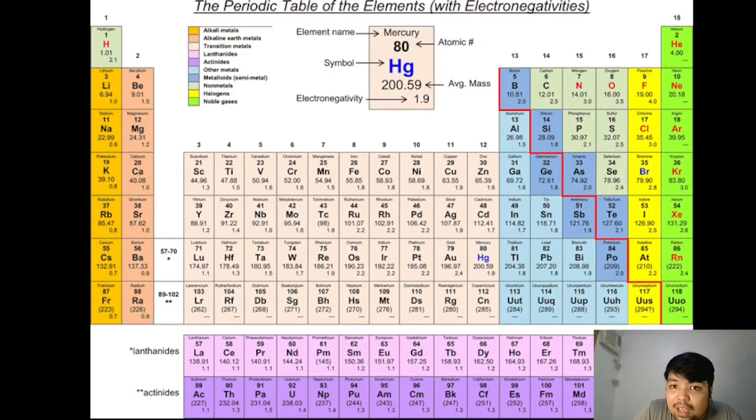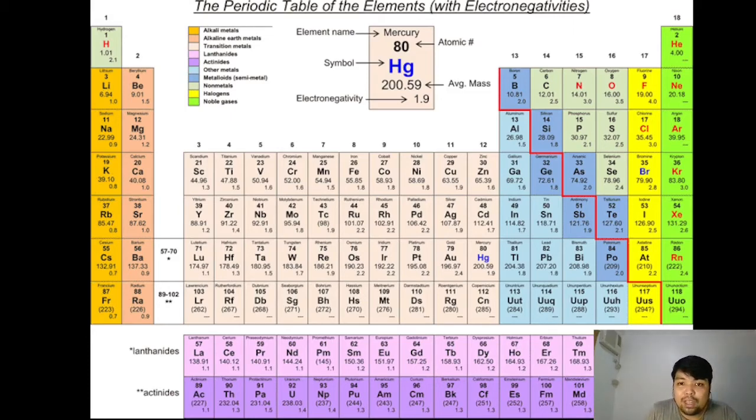So if you see here, in nitrogen, so this is our electronegativity here. Nitrogen has an electronegativity of 3.0, while sulfur has an electronegativity of 2.5. Since nitrogen has a higher electronegativity value than sulfur, therefore, nitrogen is more electronegative than sulfur.